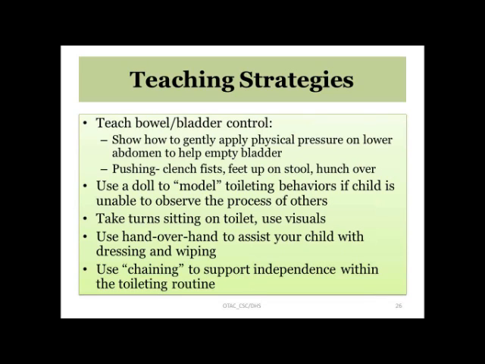And then use what's called chaining to support independence. So chaining is breaking that skill down into those very, very small pieces. So we talked about that earlier, where you use that routine. So this chaining is going to fit anybody where they're at. Start with their skill level in the bathroom, and then teach each skill individually towards the goal of independence in the bathroom. And take as long as that person needs to learn that skill.